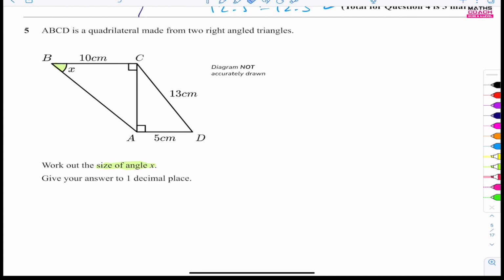Now, if you take this triangle right there, let's draw this real quick separately, so it's isolated from the rest of the diagram.